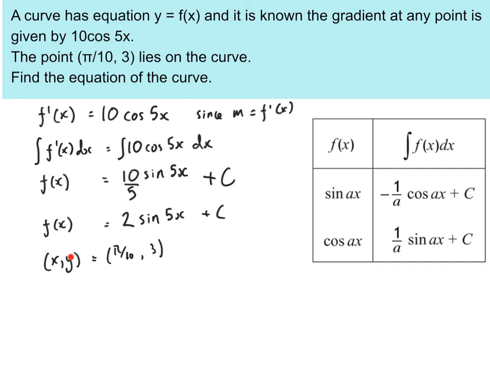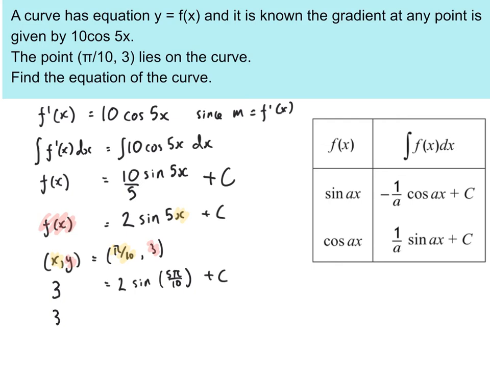Now remember, your y coordinate, that's what your function is telling you. So f of x is represented by y here. So I can substitute this in. f of x is going to be 3 when I figure out 2 lots of sine 5 lots of pi over 10 plus c. So I have just subbed in the 3 for my y, which is f of x in this case, and I've substituted that in for my x. So I've got 5 lots of pi over 10.